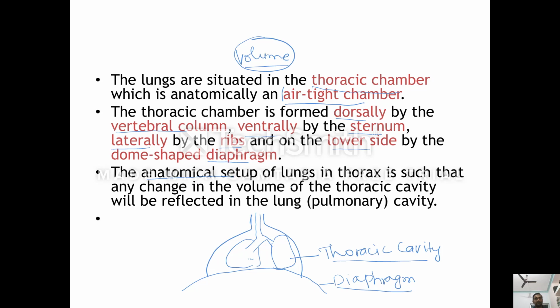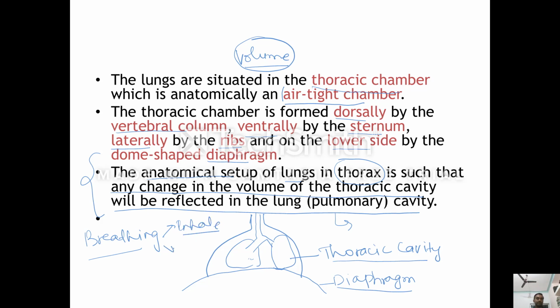This anatomical setup of the lungs in the thorax or thoracic chamber is such that any change in the volume of the thoracic cavity will be reflected as the same amount of change in the lungs or pulmonary cavity. This will help in the process of breathing. When we inhale, it will help in the inhalation, and when we exhale, this will also play a role in the exhalation.